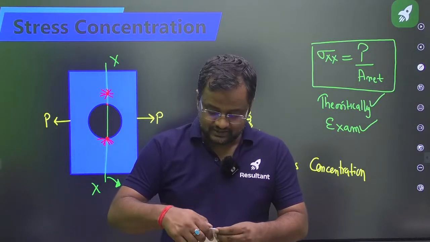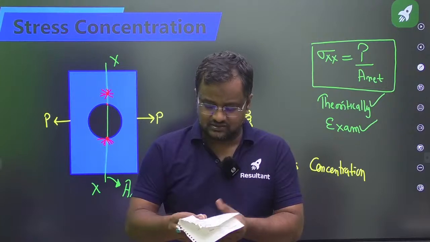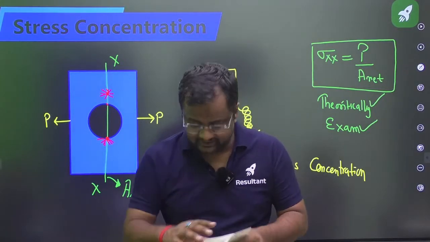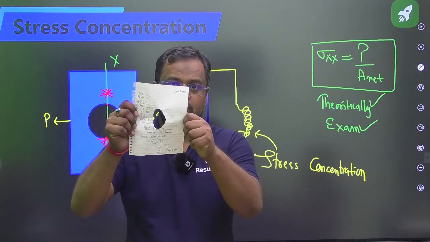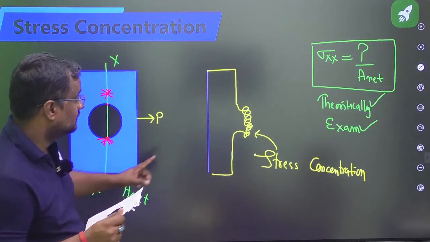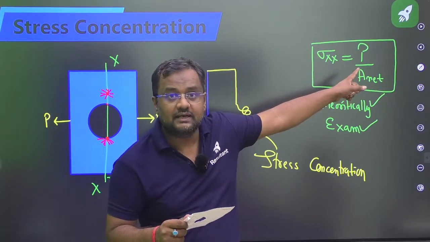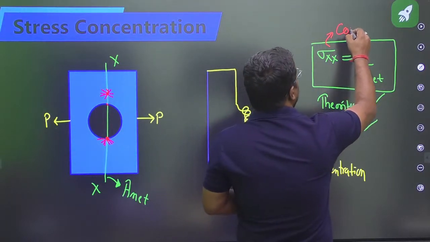Now, guys, I am making a plate like this. This is a plate. You can take this of any material. I am applying a P load. Theoretically, the load everywhere should be P by A net. Constant. P by A net constant. This is constant.